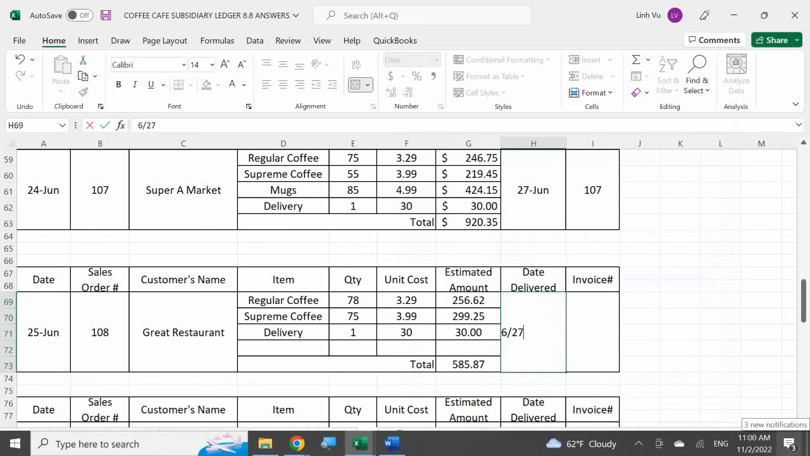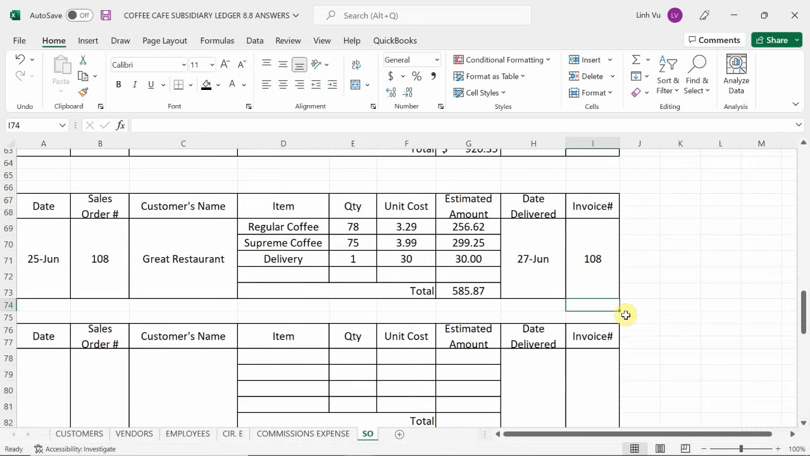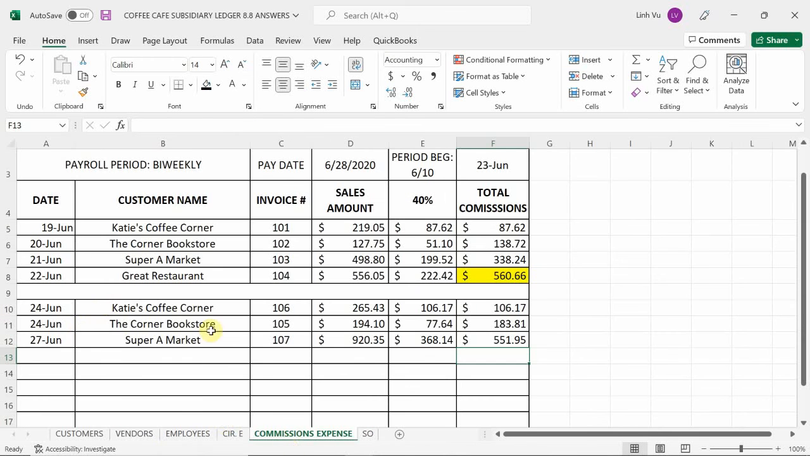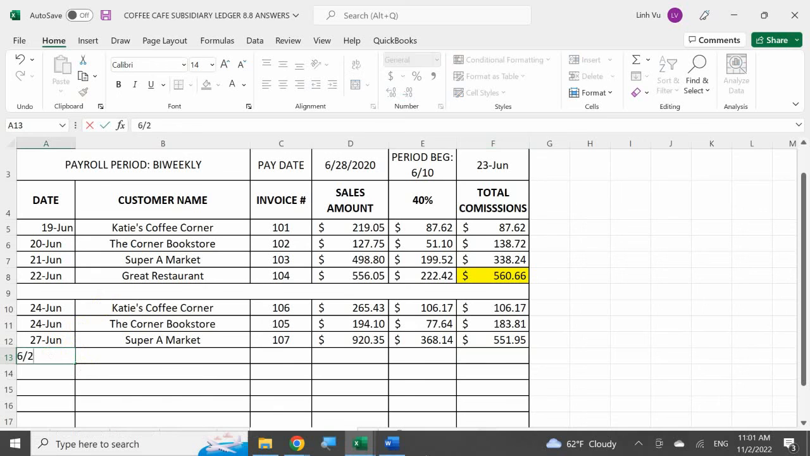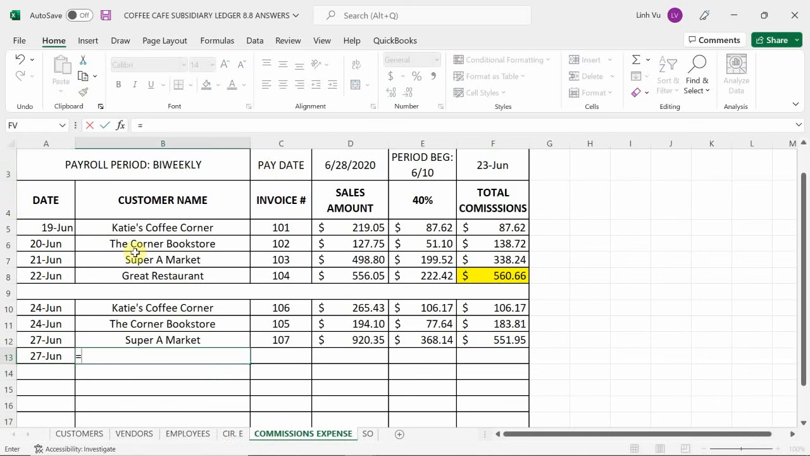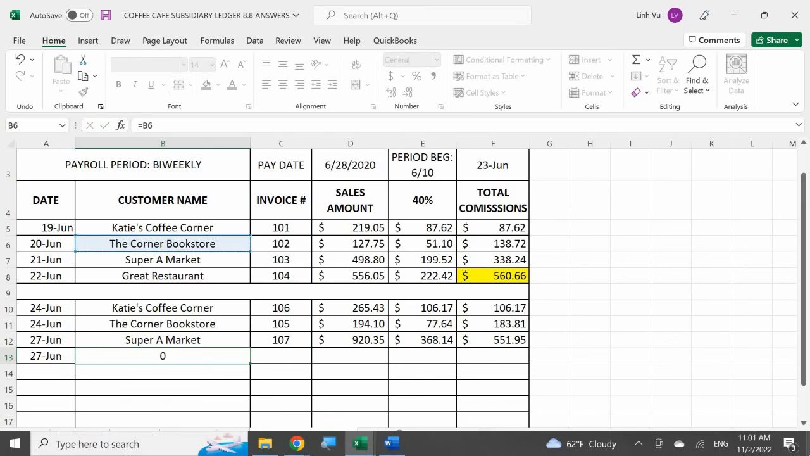On the 27th, using invoice number 108. Okay, and then let's see here. We've got to do the commissions for the full $585.87. So commissions, it's the 27th. We delivered to Great Restaurant. Oh, wrong one. Great Restaurant.